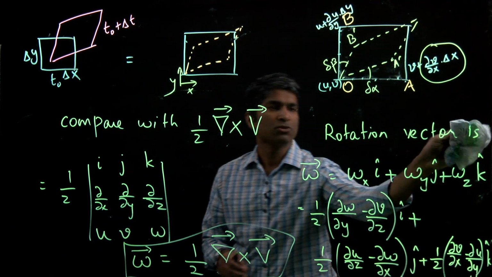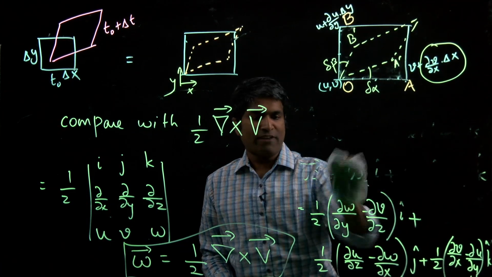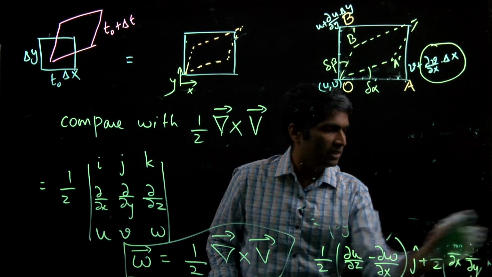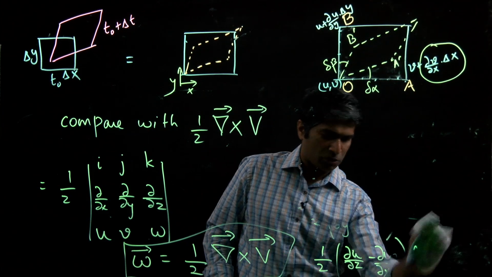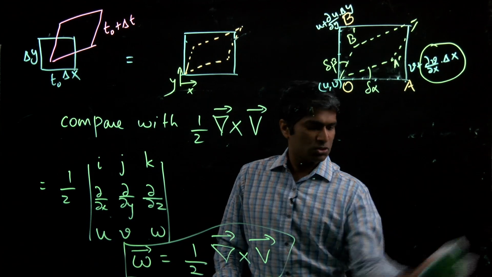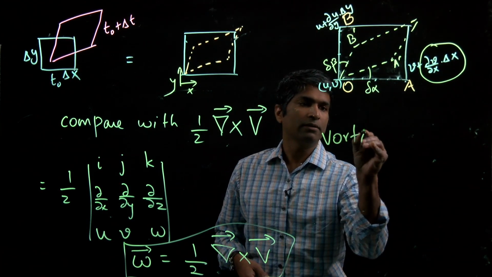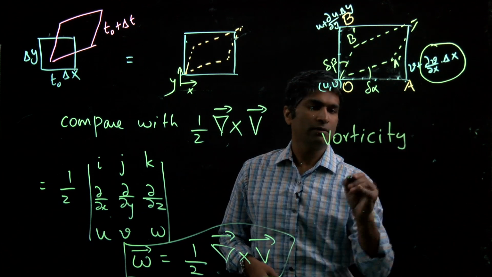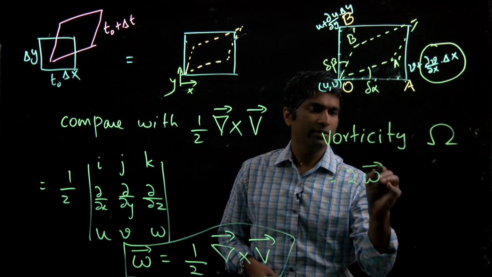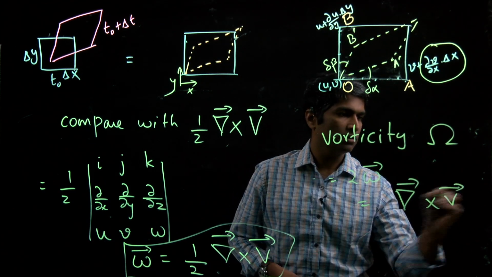Now often instead of using the rotation vector, we don't want that factor of half, so we just drop that and we call it a different name. So the vorticity, as we call it, is just twice of this. So we often use the vorticity omega, which is 2 omega, and so it's just curl of V.